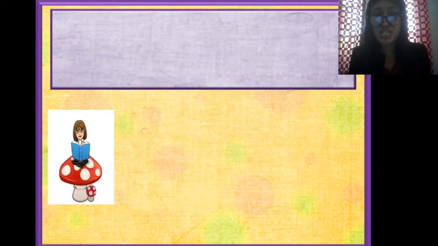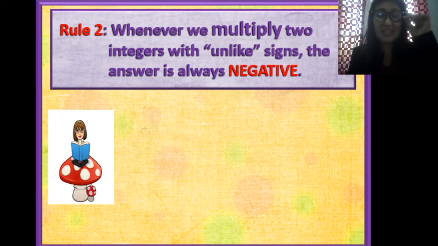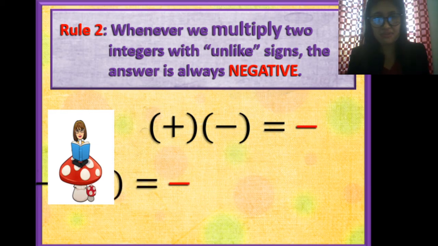Okay, let's proceed to rule number 2. Whenever we multiply two integers with unlike signs, the answer is always negative. Unlike signs means that the two integers have different signs. One is positive and the other is negative. So the product is negative.